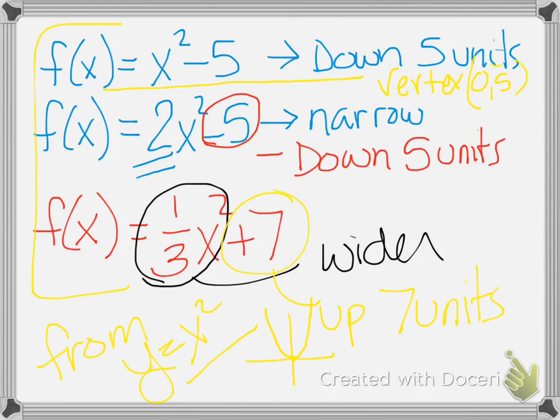Negative 5, sorry, because it went down. On this one, the vertex was still that, but on this one right here, the vertex was 0, 7, because it went up 7. So they're going to ask you where the vertex is. They're always referring to the original, where the vertex was 0, 0.